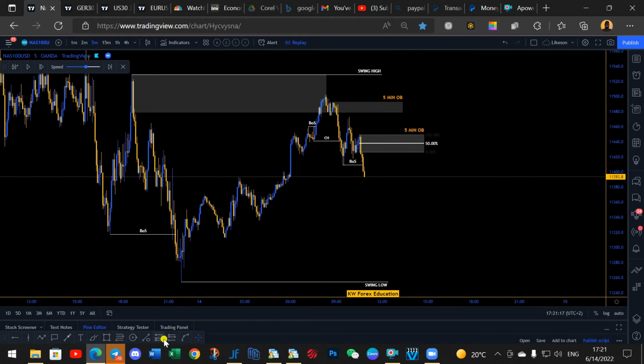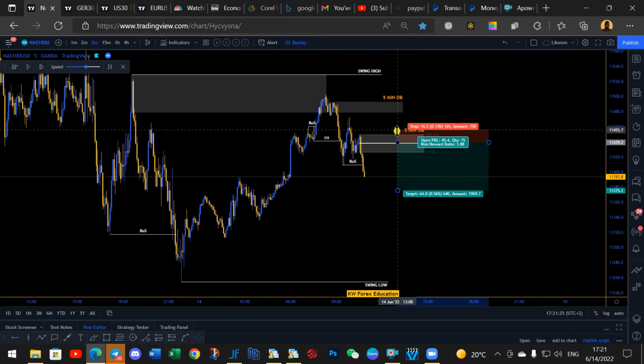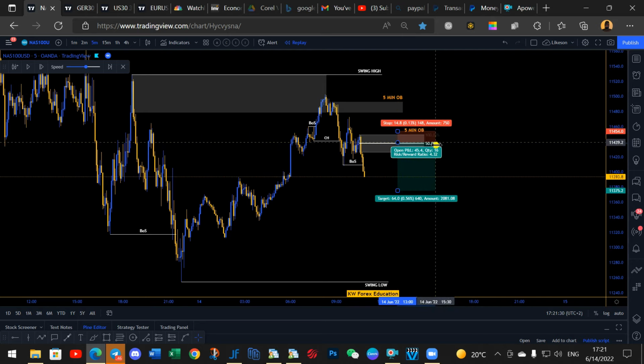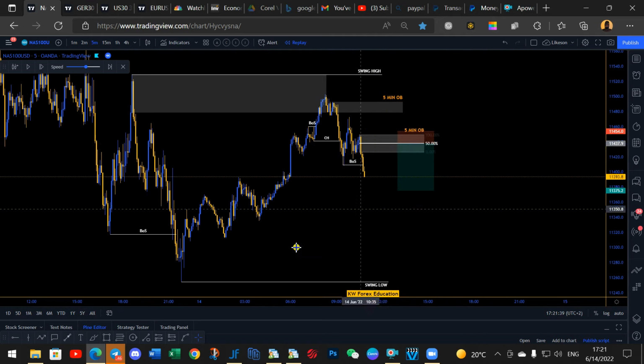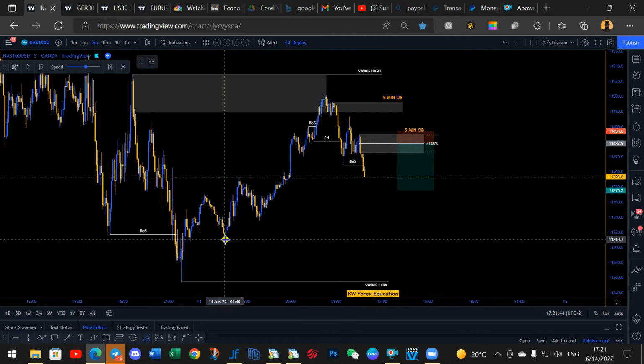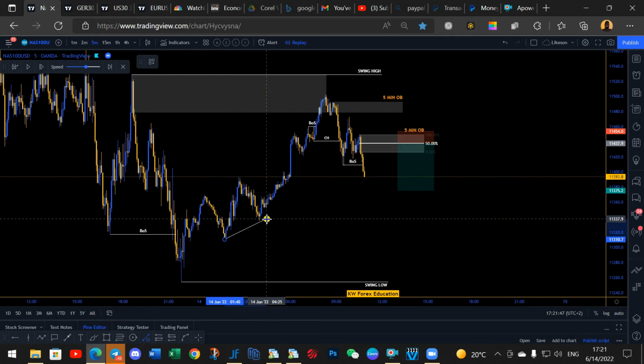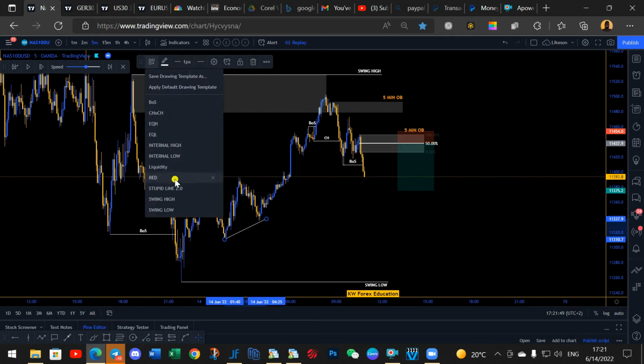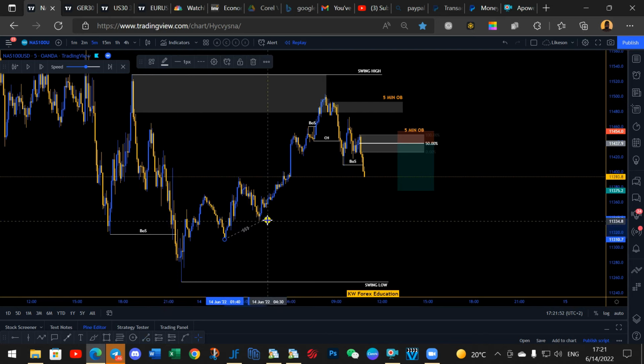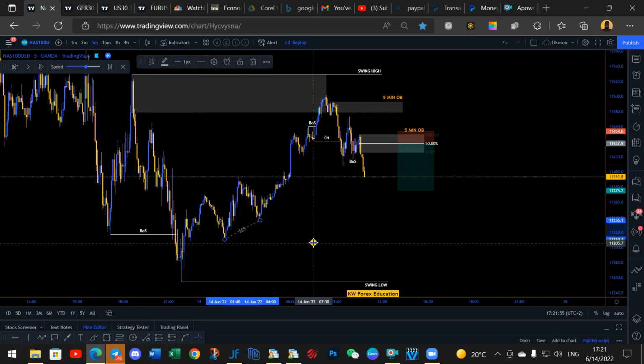I had something like that. That's halfway there. So currently I was also looking at this as liquidity. I was looking at that as liquidity.